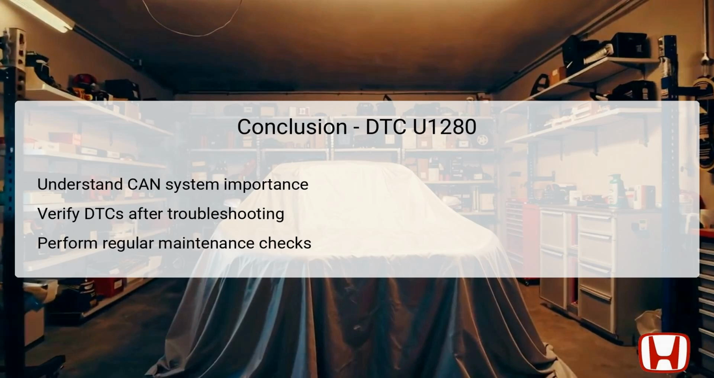In conclusion, understanding the significance of the CAN system in Honda Accords, particularly concerning DTC U1280, is fundamental to effective troubleshooting. The comprehensive steps outlined, from clearing DTCs to waiting for system stabilization, play a crucial role in accurately diagnosing communication failures. Regular verification of DTCs after each troubleshooting step is vital to ensuring complete resolution of any issues.